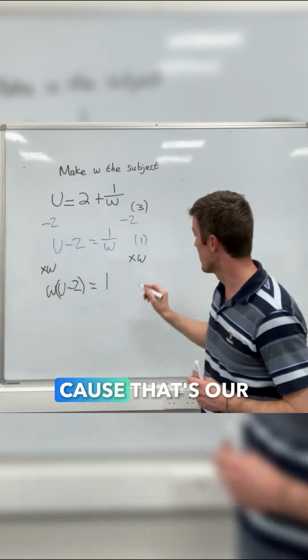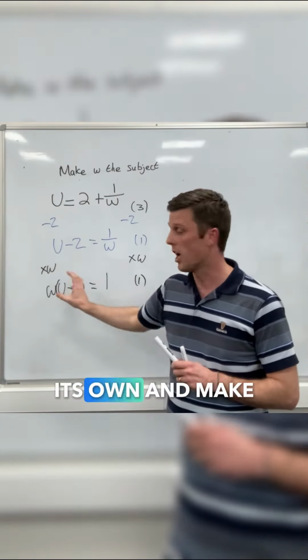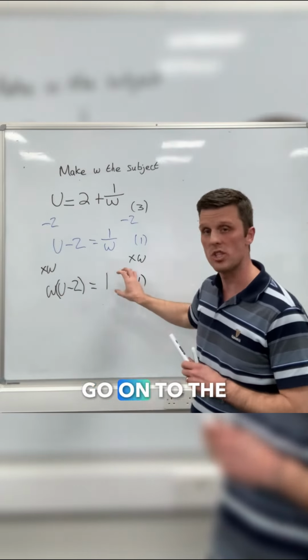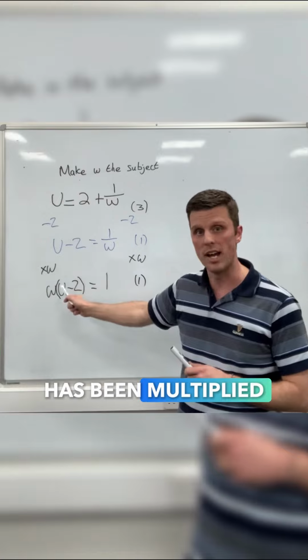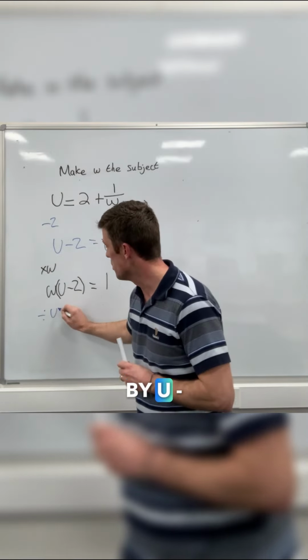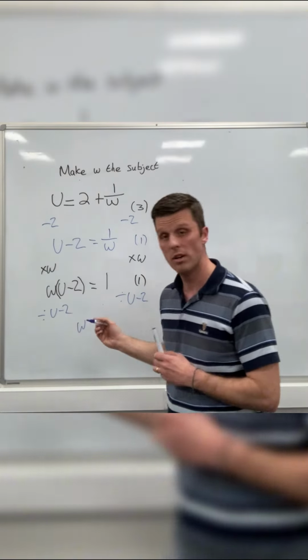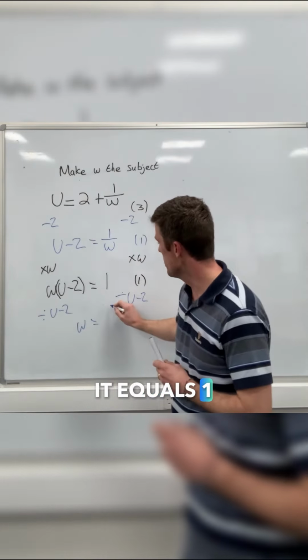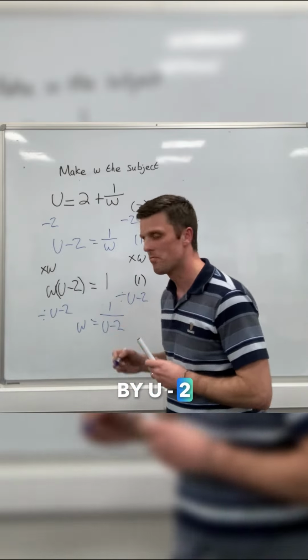Now we're nearly there, because that's our second mark. To get our final mark, we need to leave w on its own and make the u minus 2 go onto the right-hand side of our equation. And to do that, the moment it's been multiplied, we're going to use the inverse and divide. So we're going to divide by u minus 2 on both sides. Now that leaves w on its own, and it equals 1 as our numerator divided by u minus 2. I hope that helps.